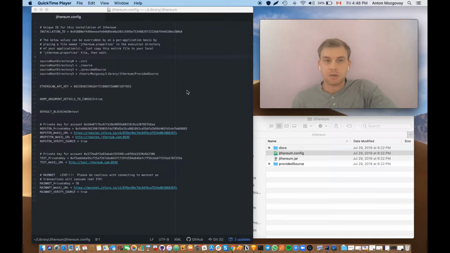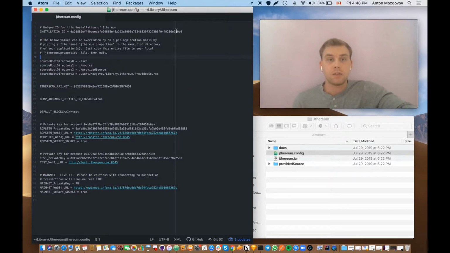So let's take a look a bit deeper into what kind of keys I'm talking about. First of all, in your jthereum.config file, you can see the installation ID. So here's my installation ID, and this is the unique ID which is tied to my local computer. It means that if I want to reinstall a newer version of Jthereum, I can do that, and my installation ID will remain the same. It means that my license, my contracts, or any history associated with this installation ID remains intact.